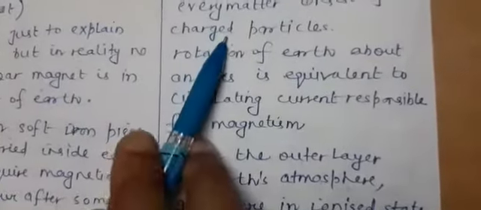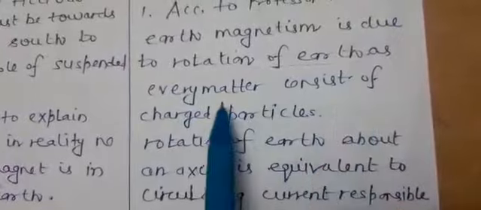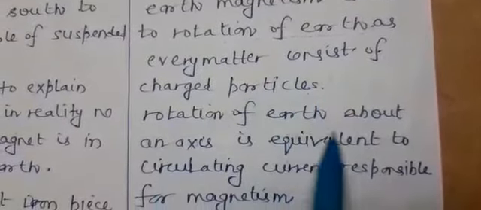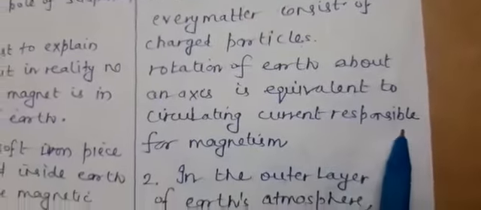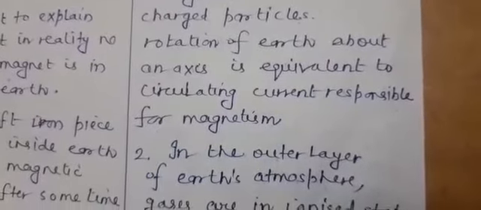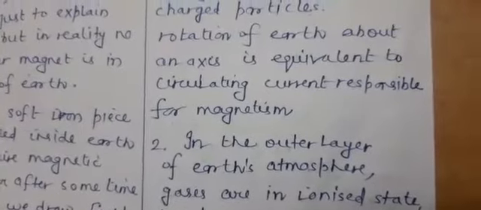So what is said by Professor Brackett? That it is due to the rotation of Earth, as every matter consists of charged particles, and rotation of Earth about any axis is equivalent to a circulating current. This is particularly responsible for magnetism. So this can be the solid explanation, the cause of Earth magnetism.